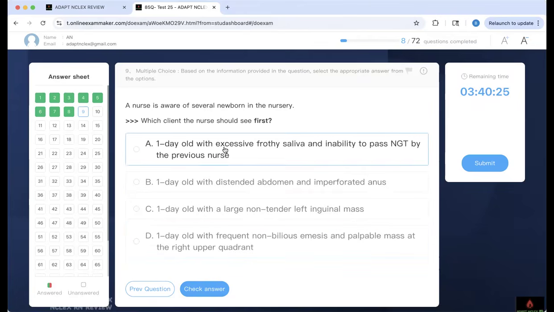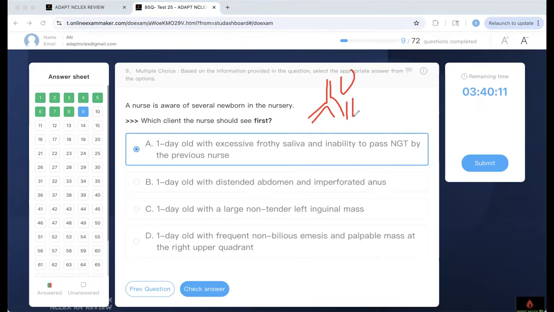I can tell you, number 1 is your right answer. Why? Fruity saliva, inability to pass NG tube by the previous nurse. This is tracheoesophageal fistula. This is the trachea, and the esophagus ends over here. The other one goes here, the lower portion to the trachea. If you put the NG tube here, it's not going to go. Then you have saliva all over. The kid is going to choke. That's why it's the right answer.